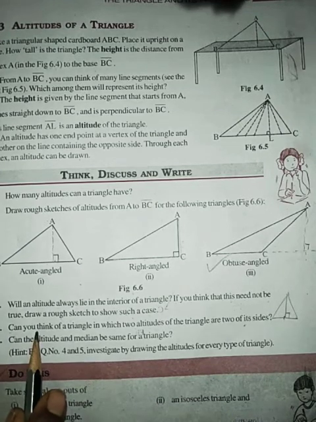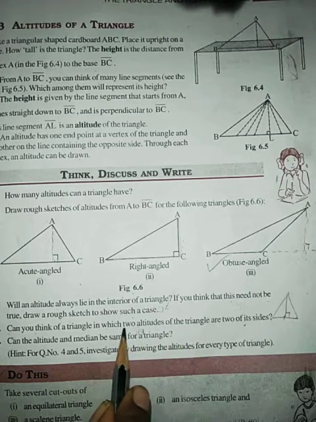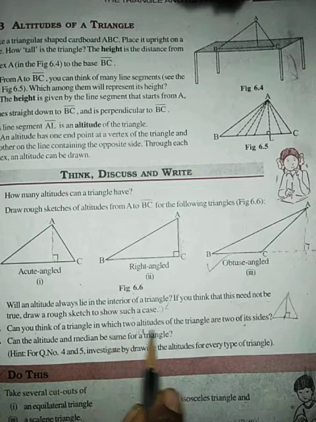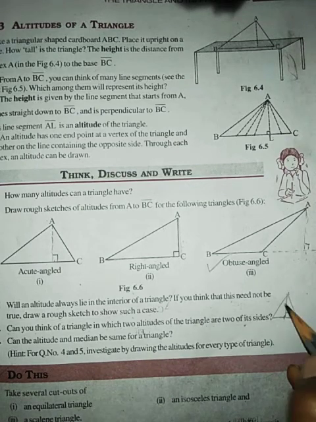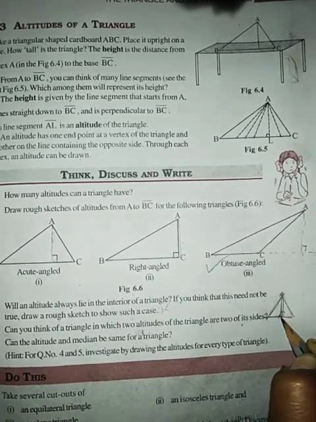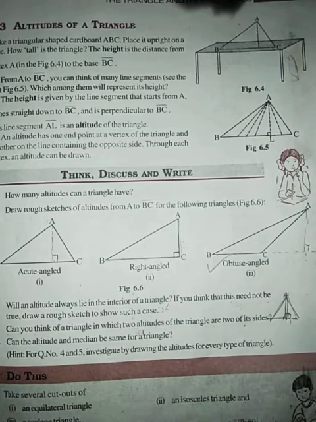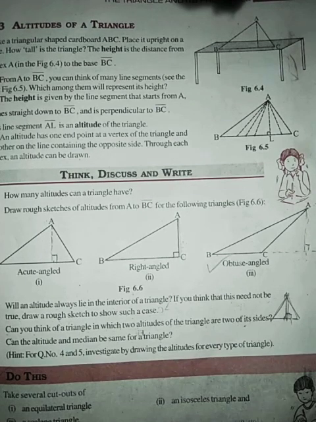So the two altitudes can be two sides in the case of a right angle triangle. Yes, a right angle triangle is the triangle in which two altitudes are two sides of the triangle. Then next, can the altitude and median be the same for a triangle? Yes, of course, because in an equilateral triangle you can draw a median, and automatically it will be an altitude. Up to this is over, then try to solve 6.1. Thank you, students.